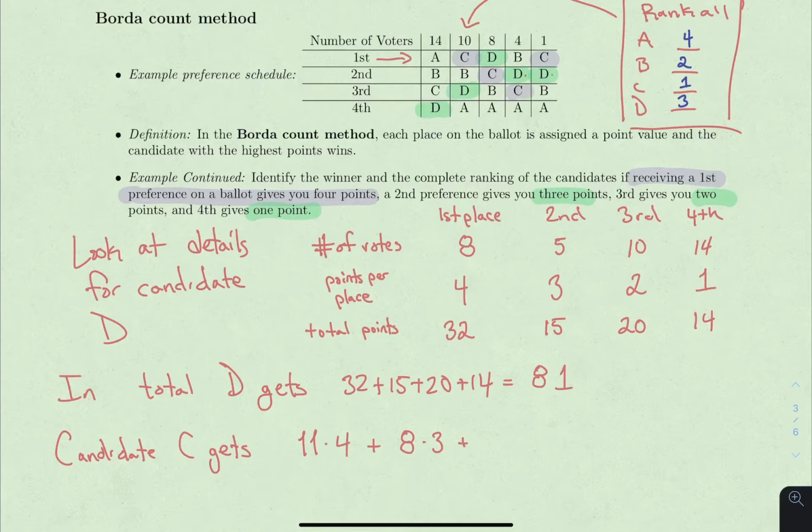C was chosen on 18 ballots to be third place. That's the 14 plus the 4. And each one of those earns them 2 points. And finally, oh, that's it. Nobody voted C as fourth. So we'll have 44 plus 24 plus 36 plus 0.